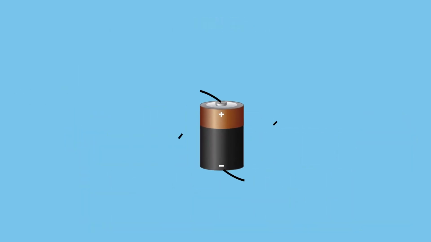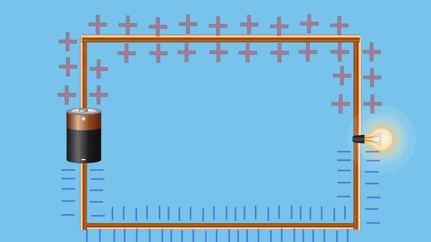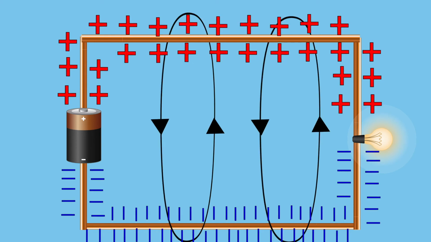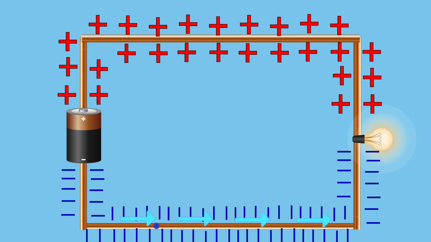The battery has a positive end and a negative end, so it has its own electric field. But when it is placed into the circuit, charges arise on the surface of the wire, known as surface charge. Thus, the whole circuit creates an electric field. This field is what causes electrons to move forward in the wire.